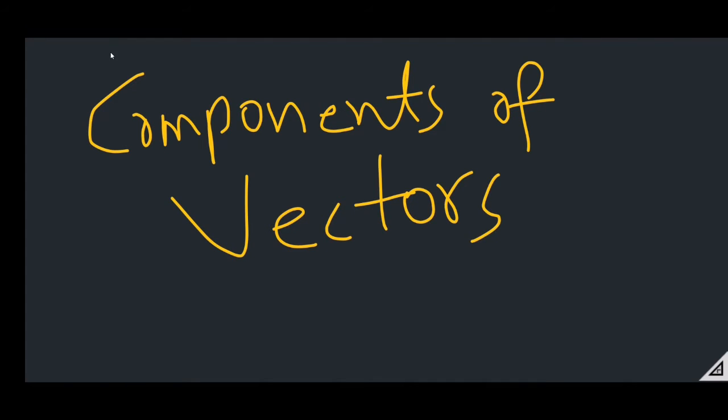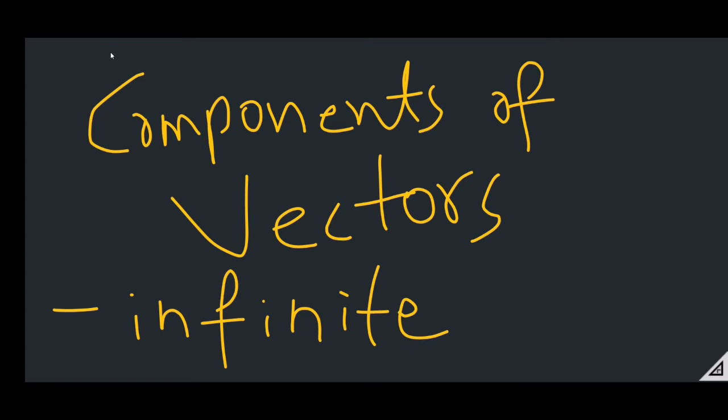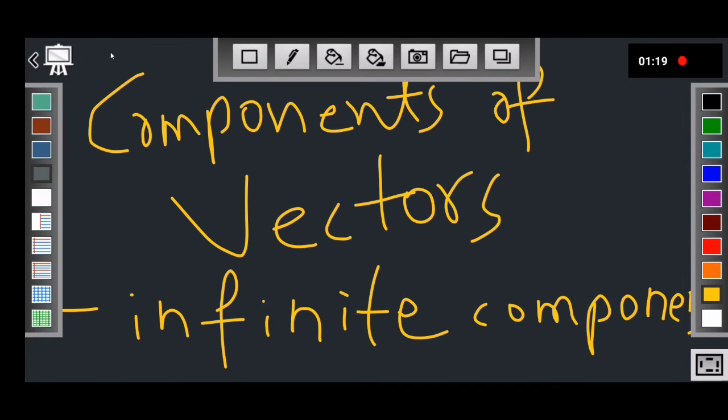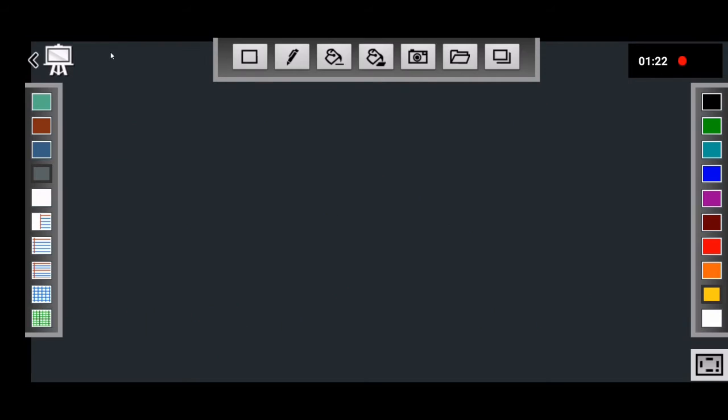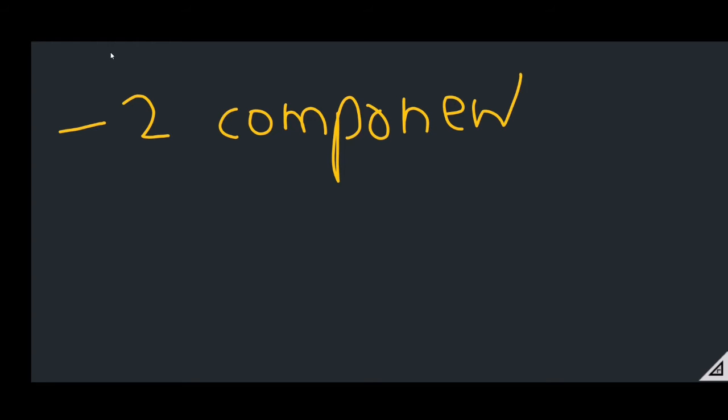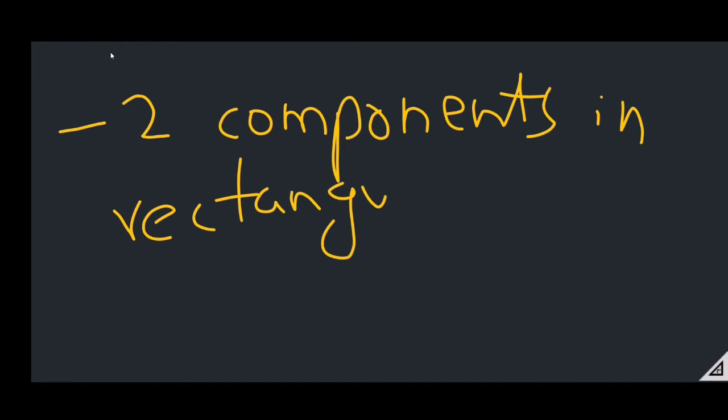First of all, a vector can have infinite components in all possible directions. But in the rectangular plane, a vector has two components. And those two components are the horizontal component and the vertical component.